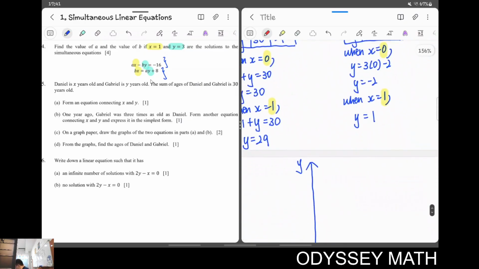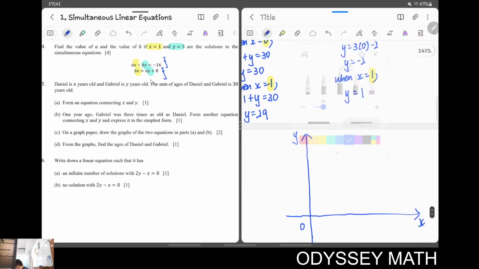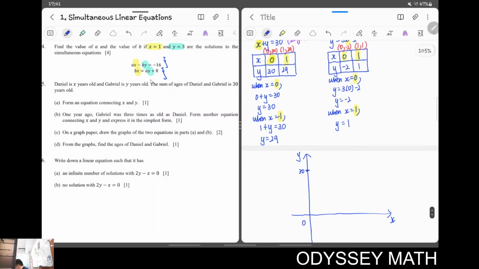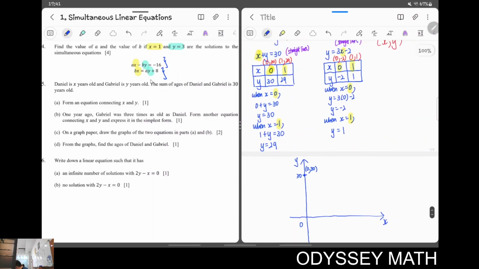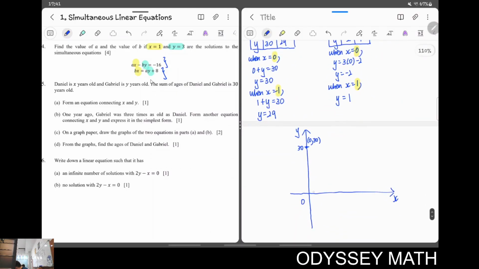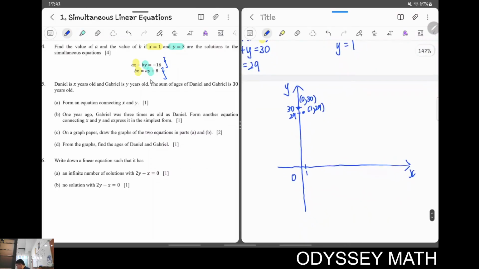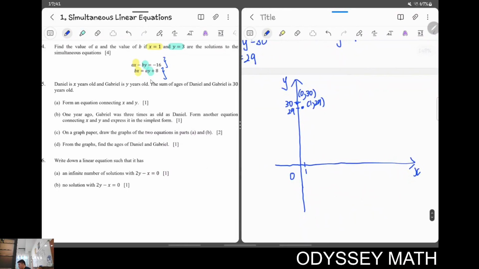Okay, 0 comma 30 is here. Suppose 30 is here, 0 comma 30 is here. Is everyone okay? So this is 0 comma 30. And then 1 comma 29 is here. Once you have the two dots, you take a ruler and then you just join the two dots. That's it.